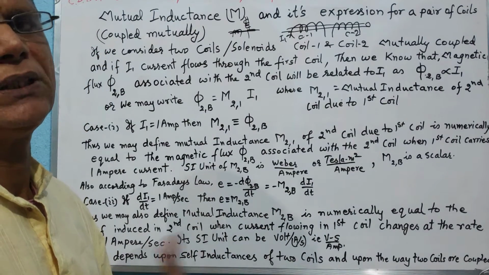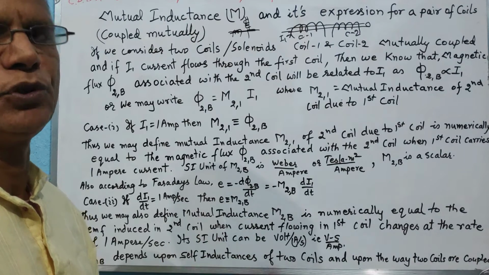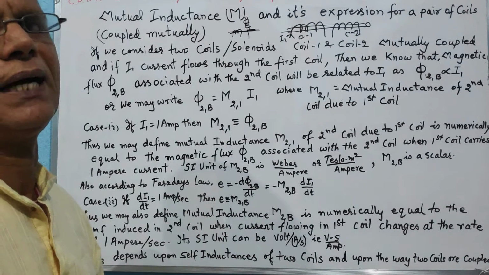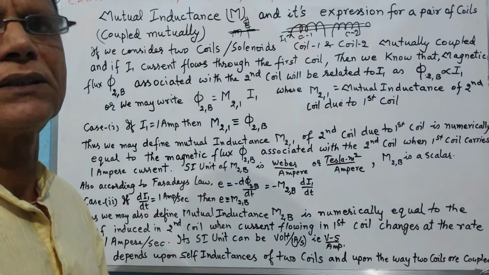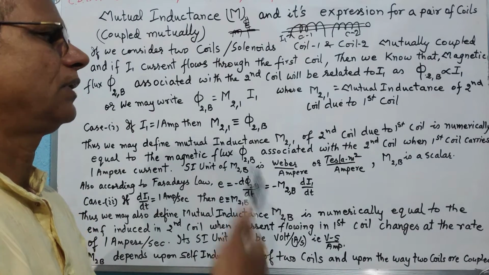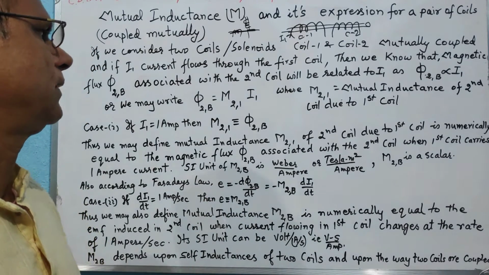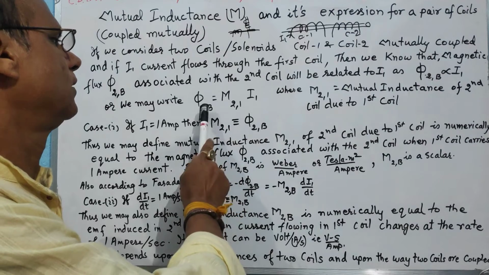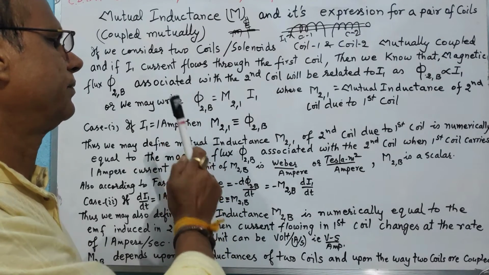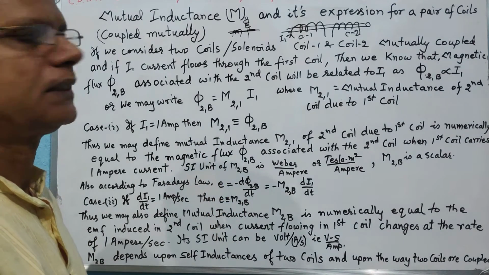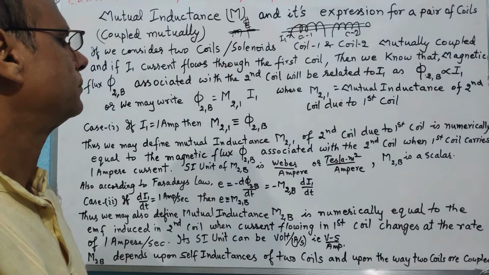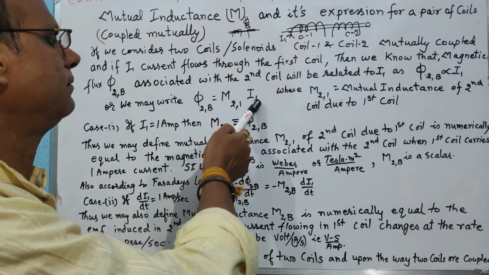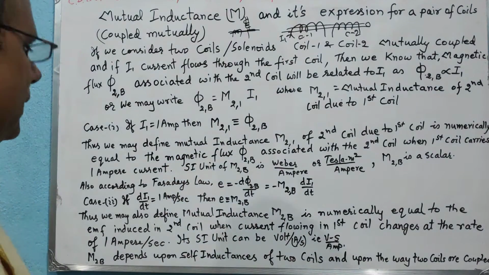Now you see that the SI unit of mutual inductance is the same as it is for self inductance. So mutual inductance is also a scalar quantity because it depends on the magnetic flux. Magnetic flux means the total number of magnetic field lines divided by current, so both are scalar.